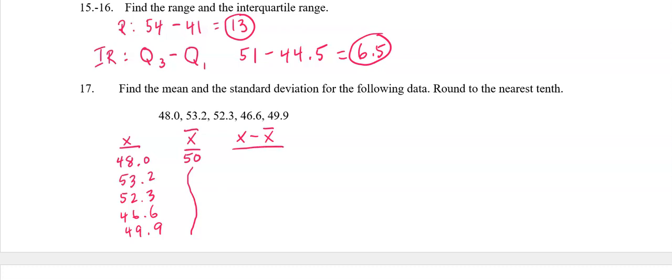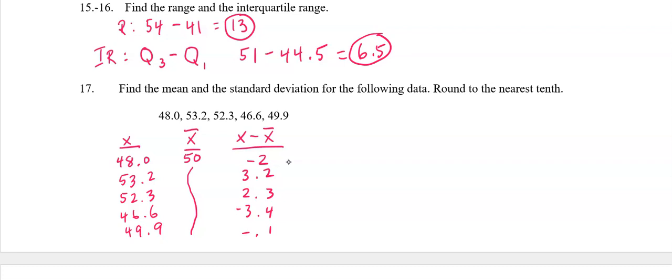All right, so just take your calculator and work through those. All right, so 48 minus 50 is -2, and then 53.2 minus 50 is 3.2. 52.3 is 2.3. 46.6 minus 50, -3.4. And 49.9 minus 50 is -0.1.